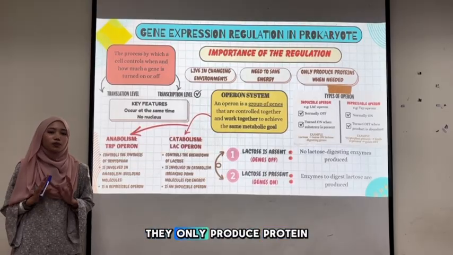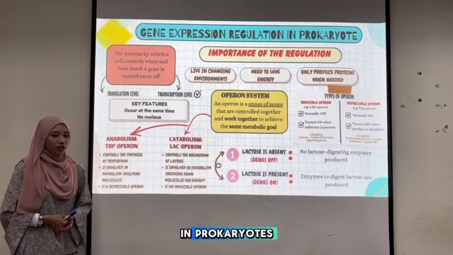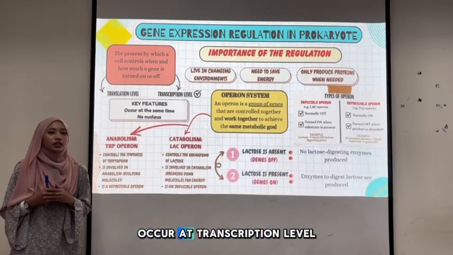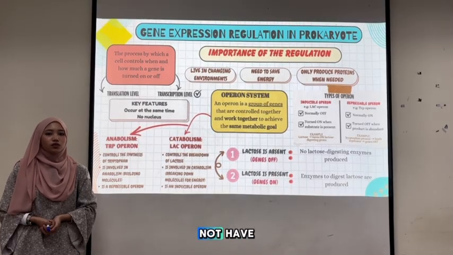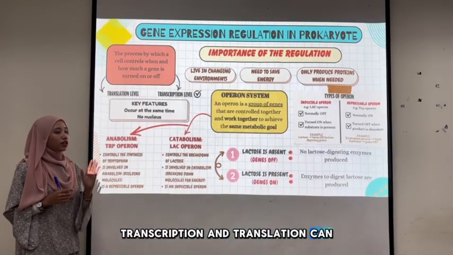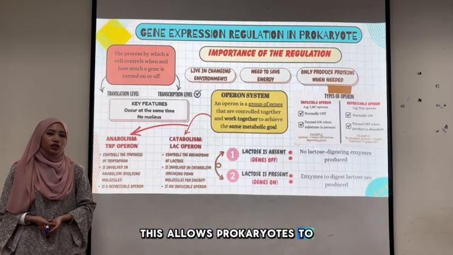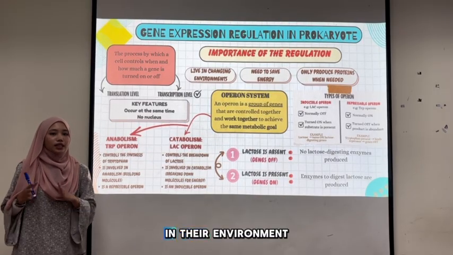To save energy, they only produce proteins when they are needed. In prokaryotes, gene expression regulation mainly occurs at the transcription level. Because prokaryotic cells do not have a nucleus, transcription and translation can occur at the same time. This allows prokaryotes to respond very quickly to changes in their environment.